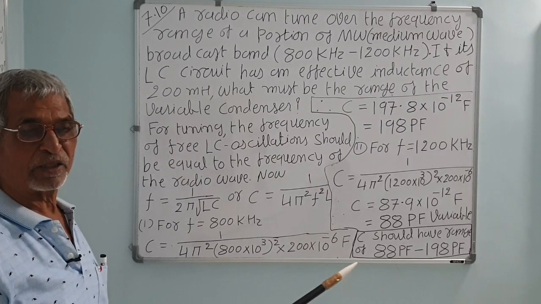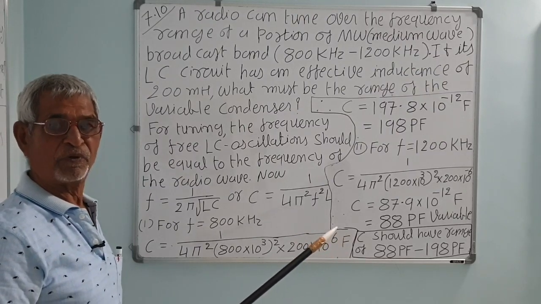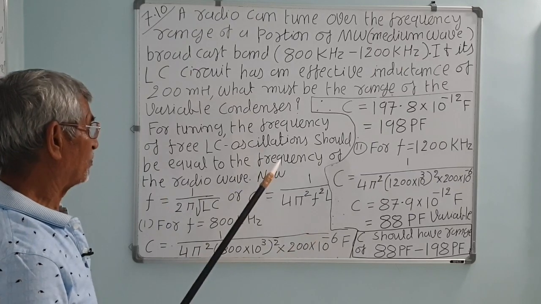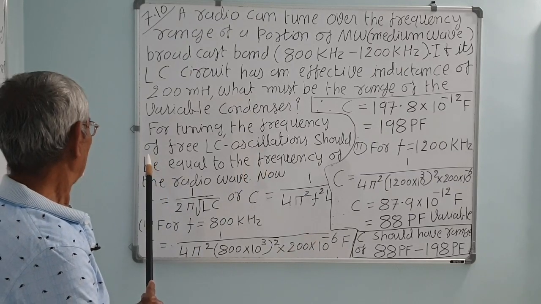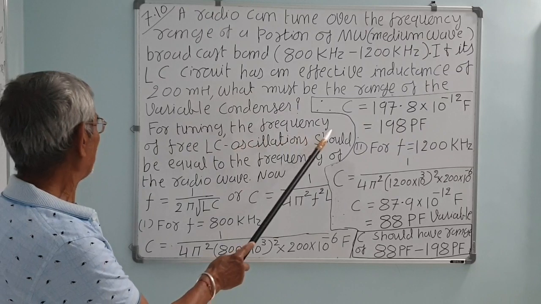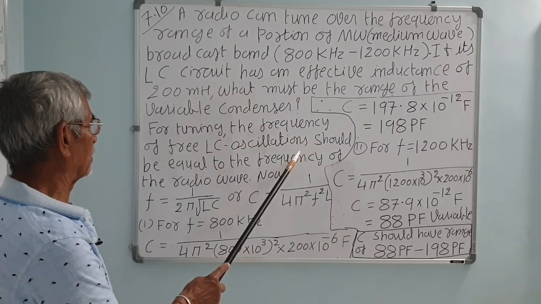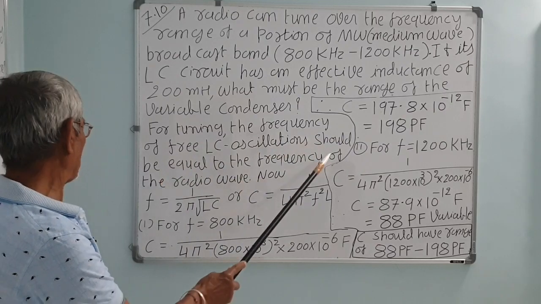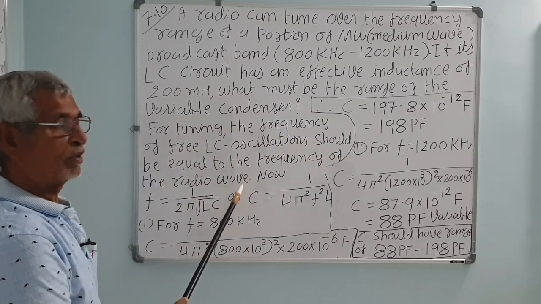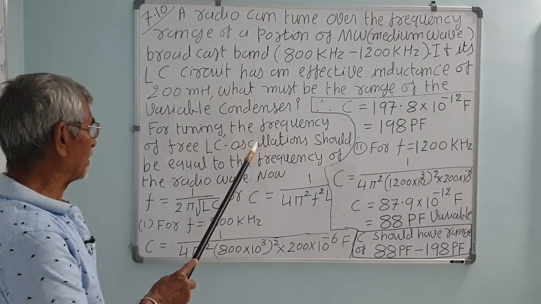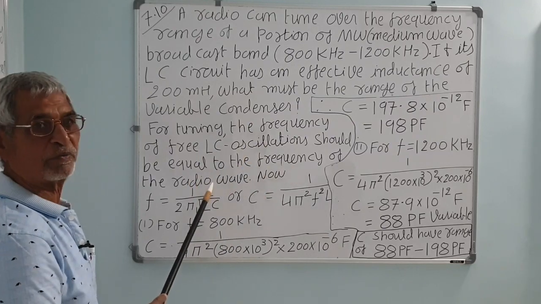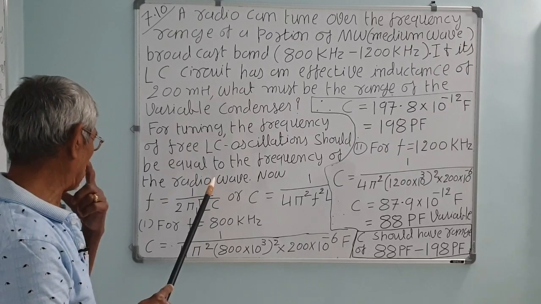When it will be in resonance, maximum current will flow in the circuit and the signal will be picked up. That will give a louder sound. Correct? For tuning, the frequency of free LC oscillation, that is resonance oscillation, should be equal to the frequency of the radio wave. The frequency of the tuning in our radio should be equal to the frequency of the incoming radio wave from the radio station which is transmitted.